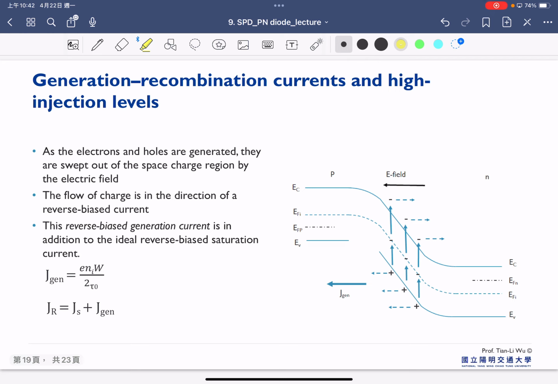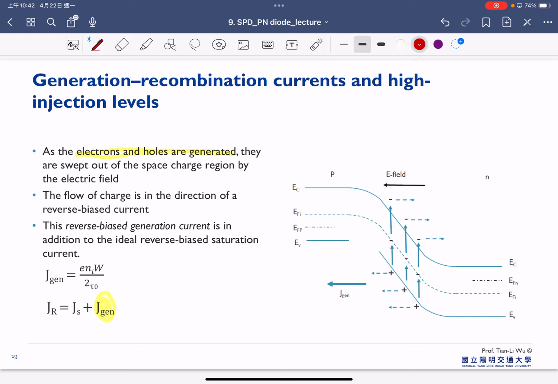And the result here, from the physics point of view, is actually not that difficult to understand. Once we have electron hole pairs generated, they are swept out from the space charge region by the electric field, and the flow of charge is in the direction of a reverse bias current. And finally, we also have to consider there's a generation current under the reverse bias. And what does this mean?